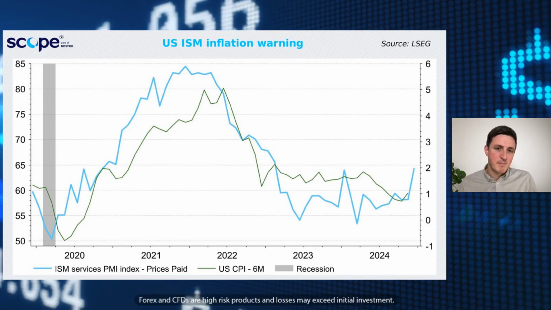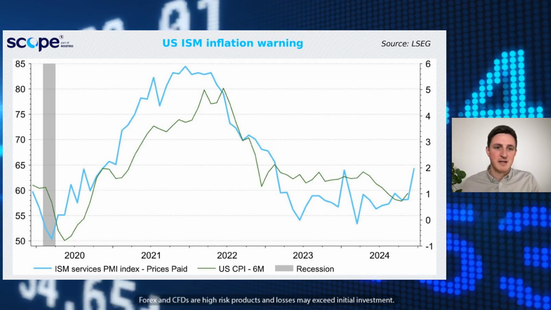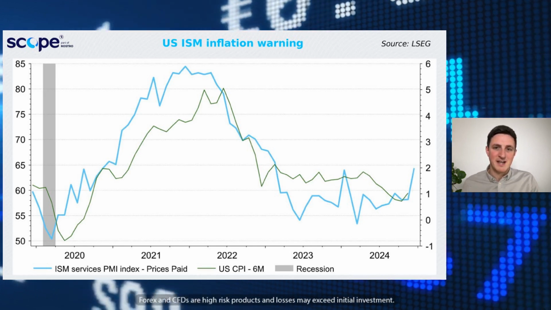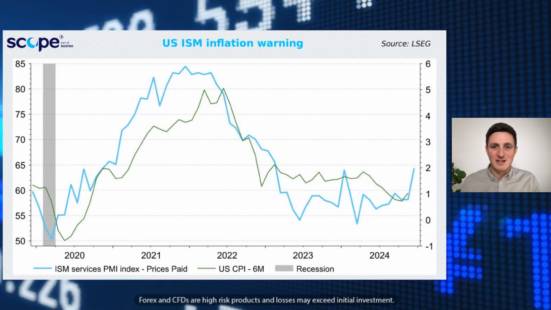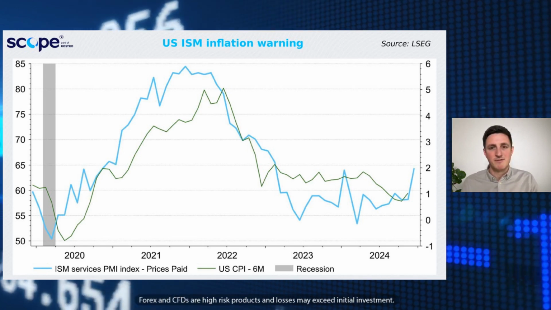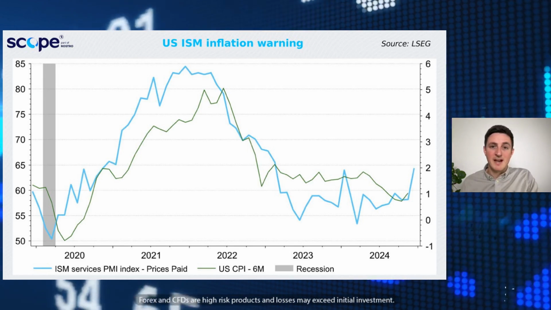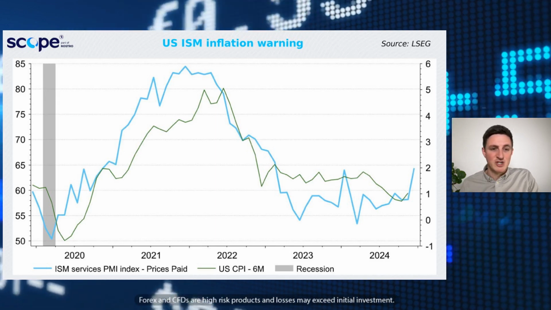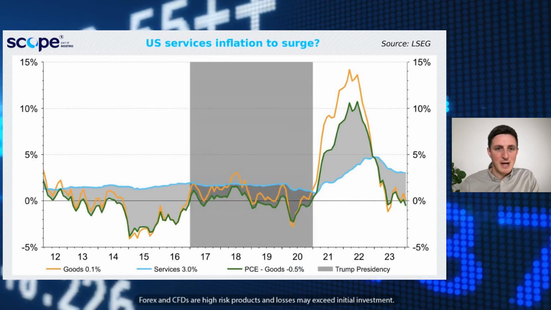That being said, the most notable recent release came out of ISM with the services PMI reading, seeing a sharp rebound in terms of the prices paid element. And bear in mind, services will remain absolutely key. There's all this talk about Donald Trump's tariffs bringing inflation to the country. That may be the case. But in actual fact, under Donald Trump, we didn't necessarily see a huge amount of goods inflation. And the problem hasn't been goods inflation. It's been services inflation. We can see that here.